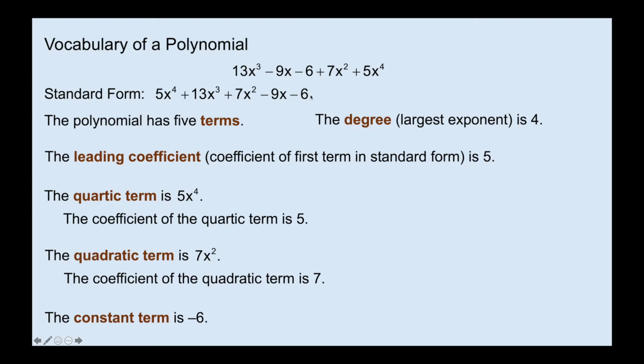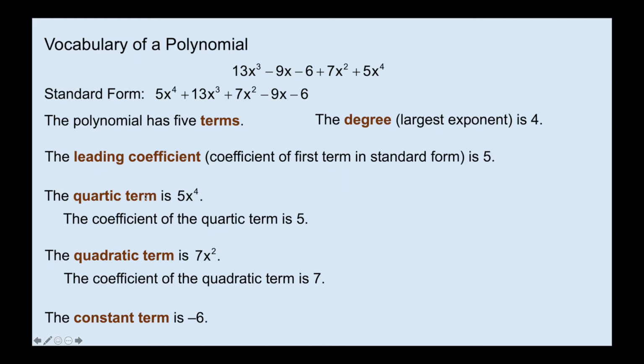The degree, we've talked about already, comes from the largest exponent. So in this case, our largest exponent is 4, so our degree is 4. The leading coefficient is the coefficient of the first term once it's in standard form. So I cannot look at the first term here, the coefficient. I have to wait until it's in standard form. So that's the reason that this one is going to have a lead coefficient of 5.